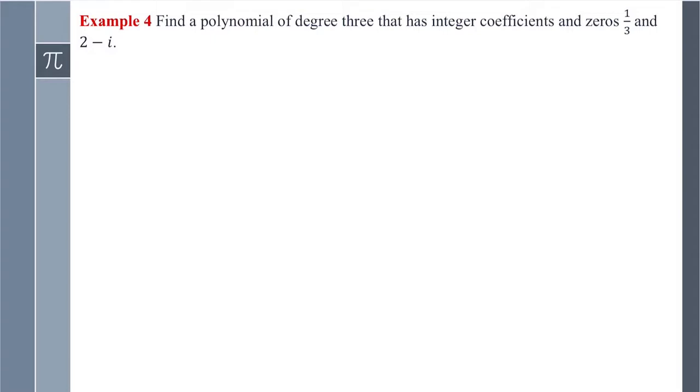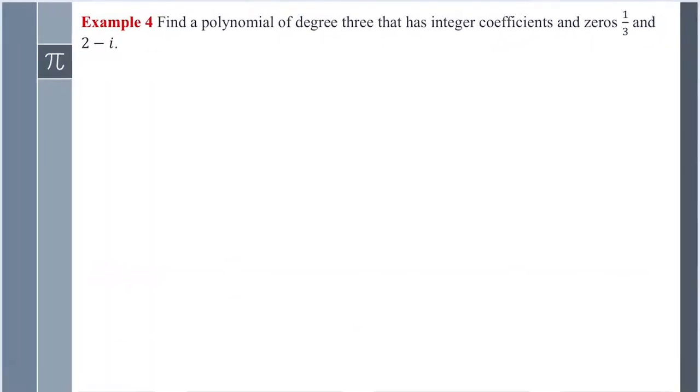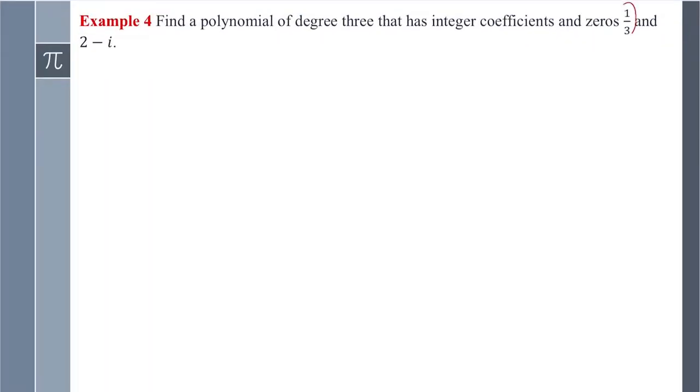So now here we are asked to find a polynomial of degree 3 that has integer coefficients and zeros 1/3 and 2 minus i. One thing, 1/3 is a real number, so we don't have the conjugate for that, but we have 2 minus i. That means if this is a zero of the given polynomial, then 2 plus i is also a zero of the given polynomial, because that is the conjugate.